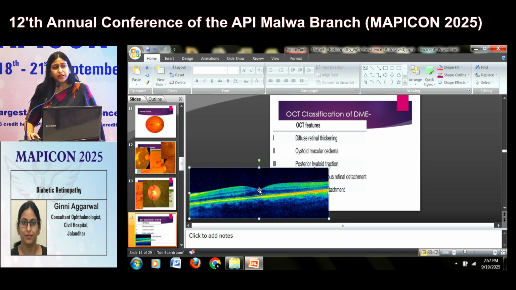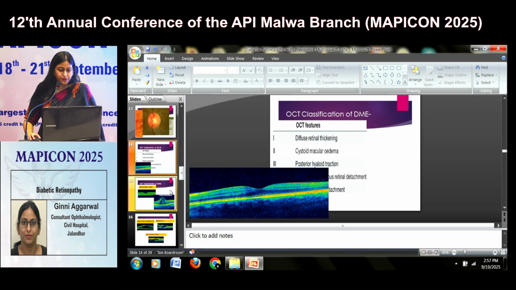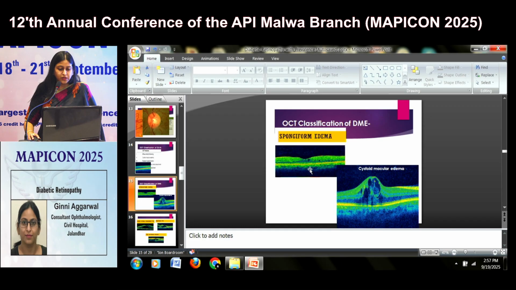Now this architecture, this dip, is very important for our vision. Now what happens in diabetes? This is what happens. There is fluid here. Now that contour is lost. This is a massive collection of water and whatever fluid is leaking. And because of the loss of the normal structure of the fovea, the patient will not be able to see.